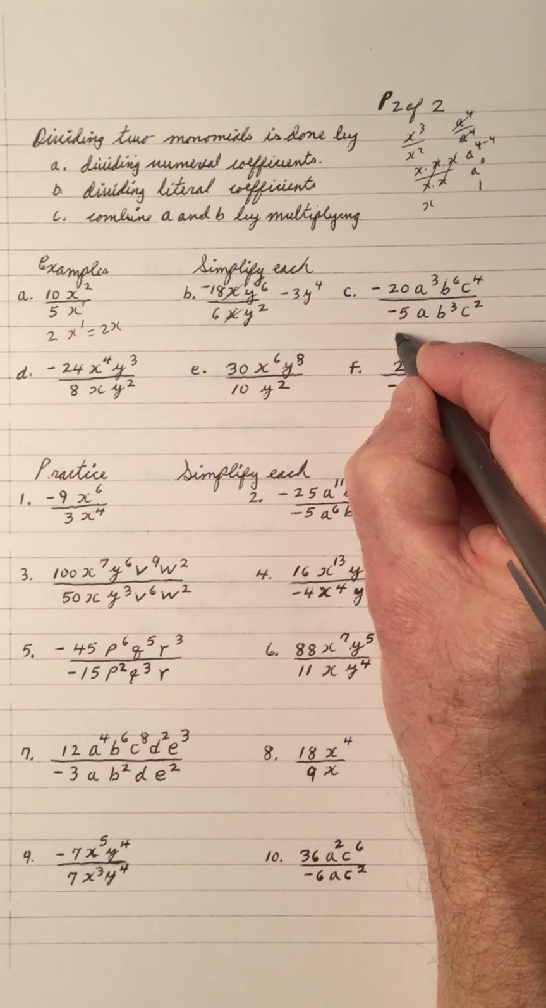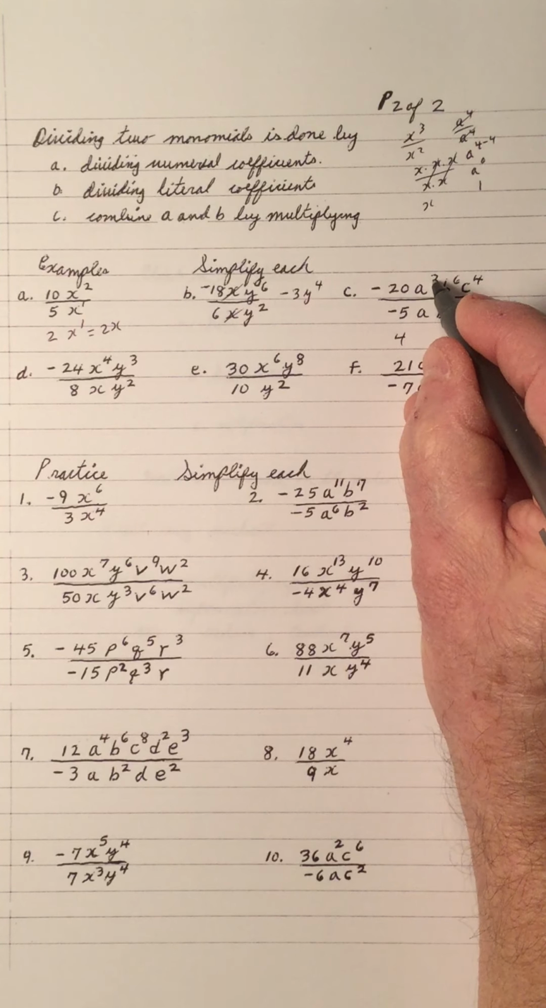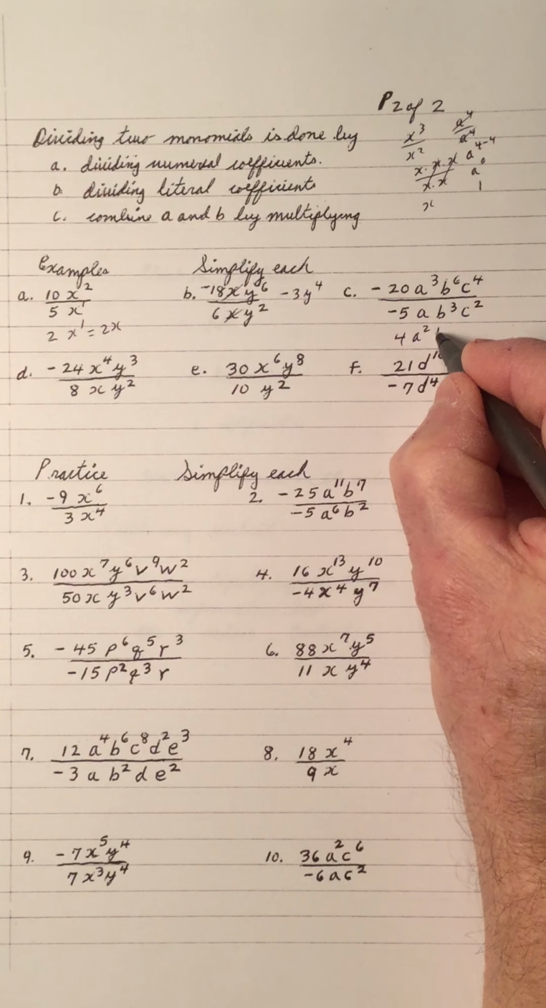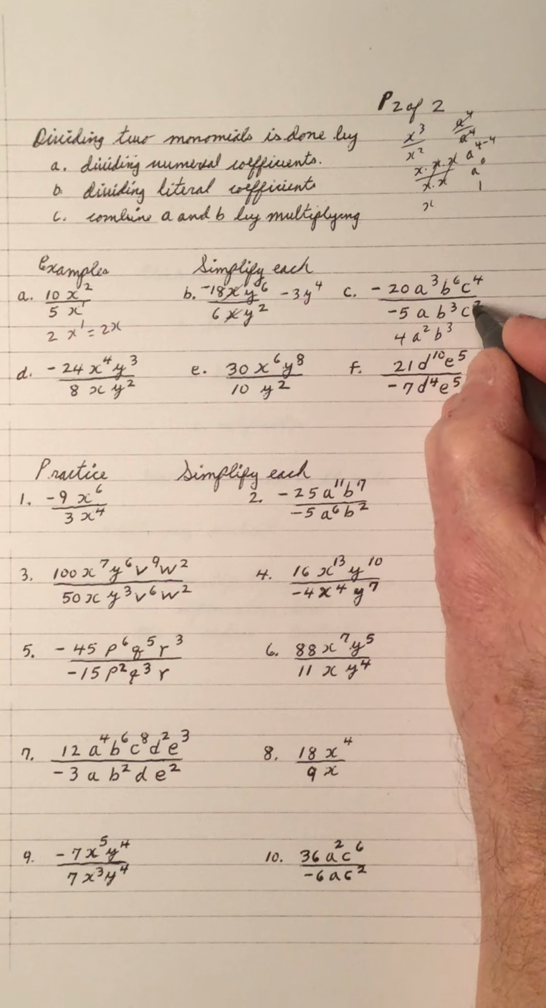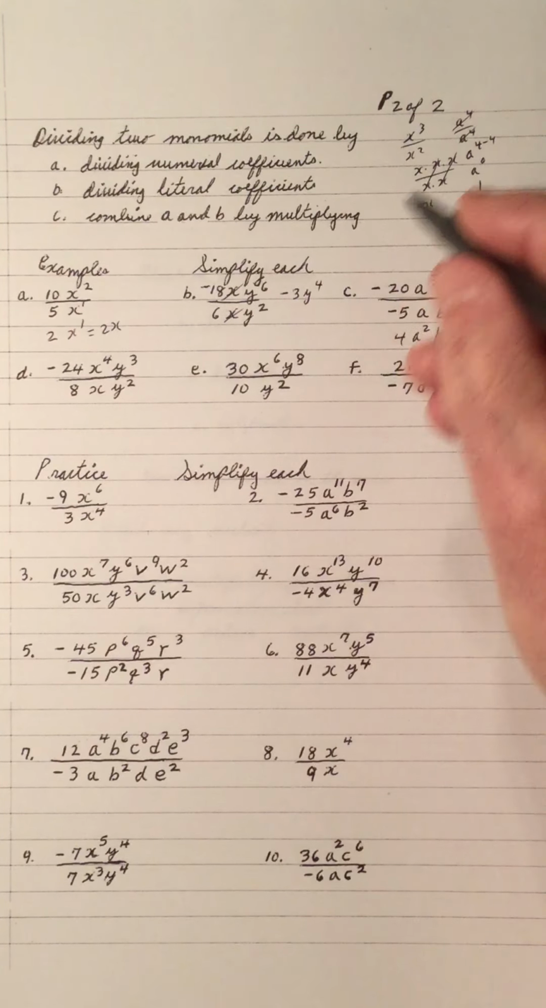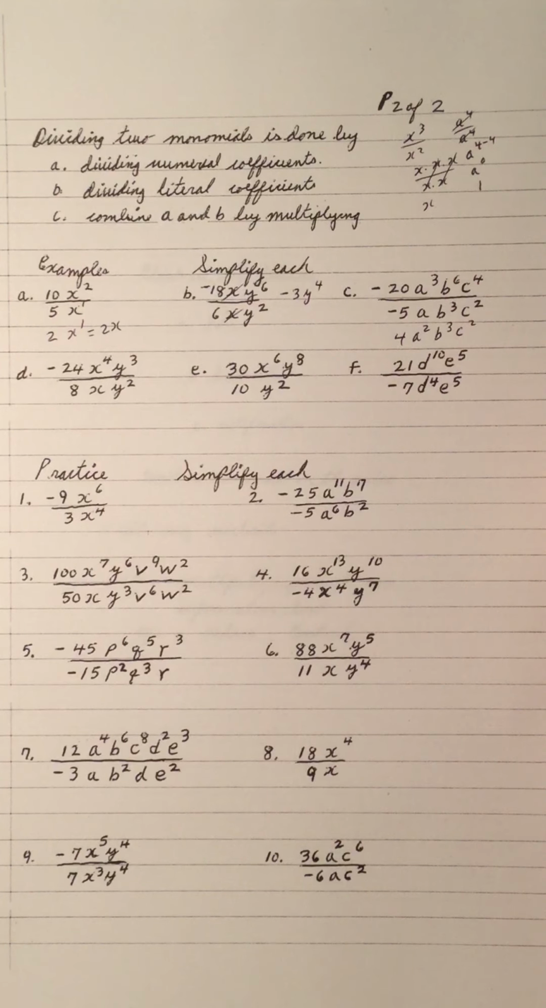20 divided by 5 is 4. And 3 minus 1 is 2. 6 minus 3 is 3. 4 minus 2 is 2. Remember, when you're dividing, you subtract your exponents because you're canceling them out like up here.